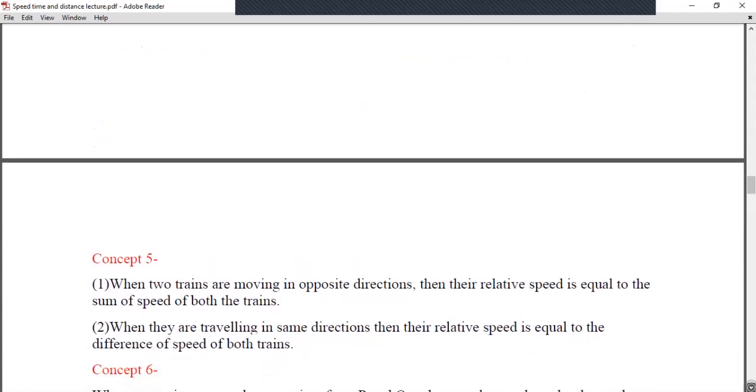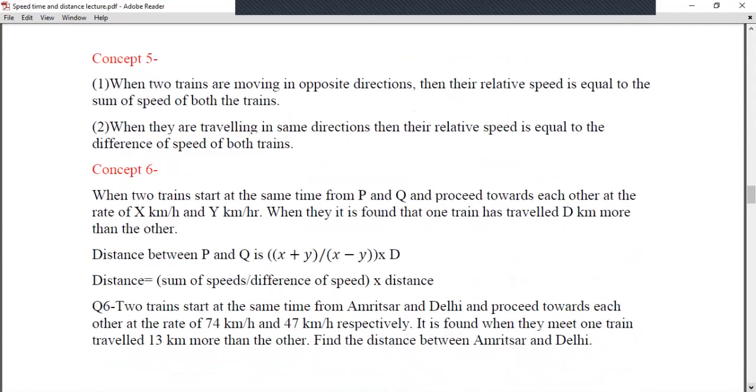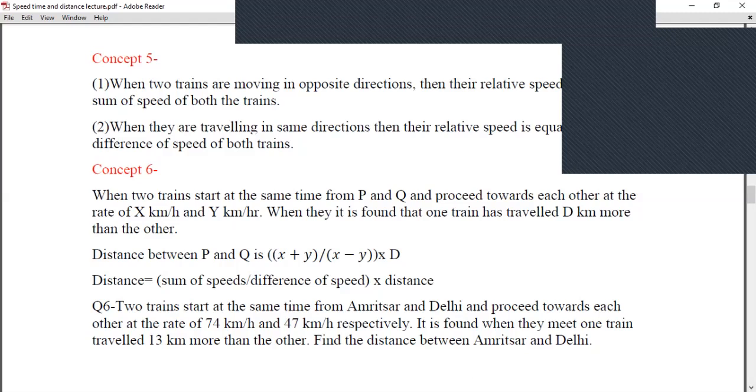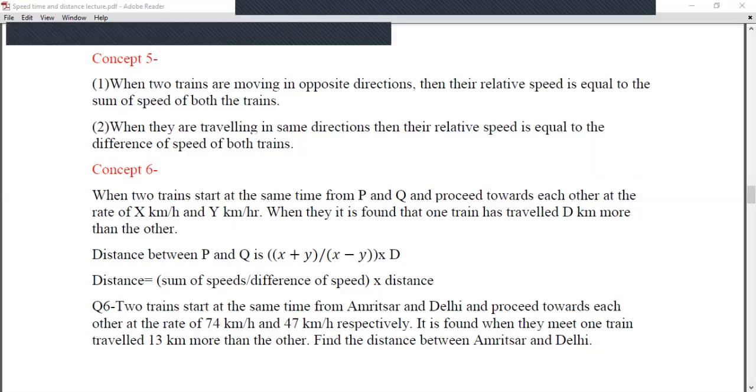The next concept that we have, you can take it as a relative speed thing. Concept 5 tells us that when two trains are moving in the same direction, their relative speed is equal to the difference of speed of both trains. And when they are traveling in opposite directions, then their relative speed is equal to the sum of speed of both the trains.